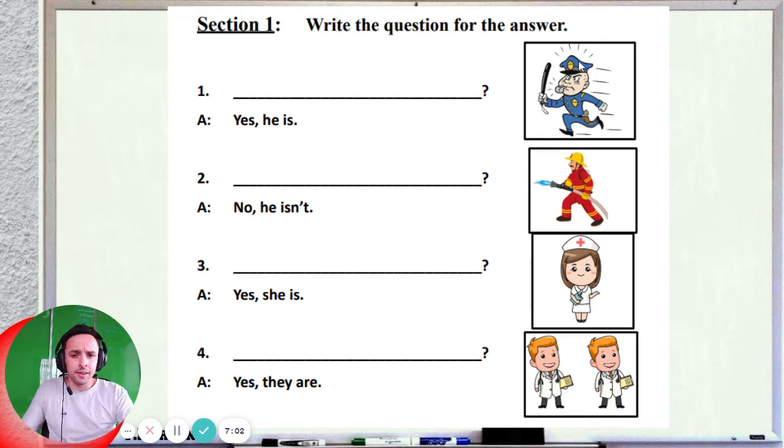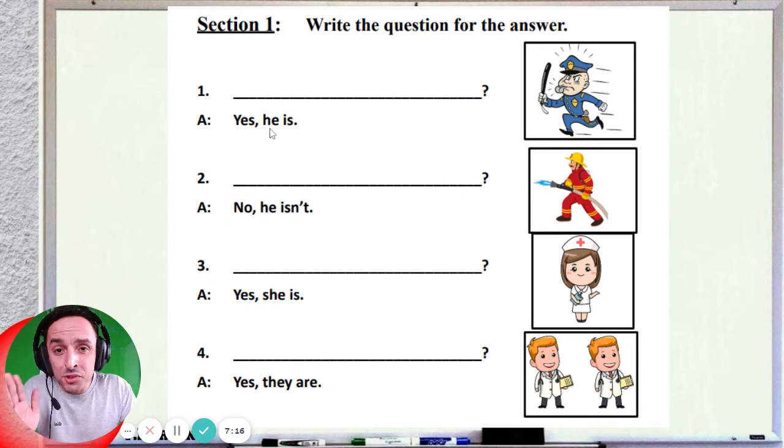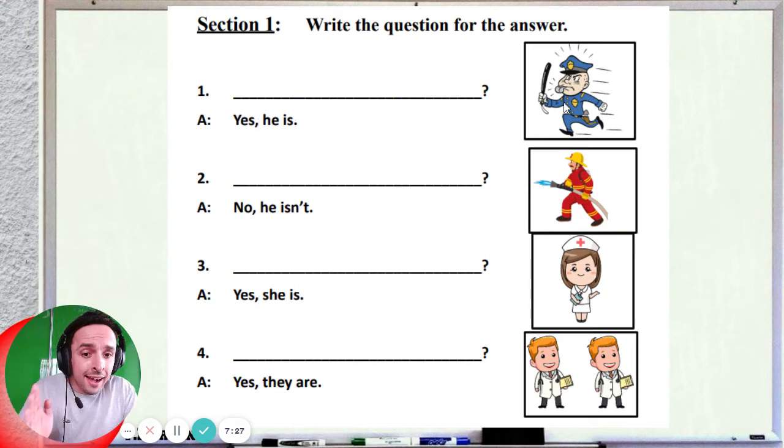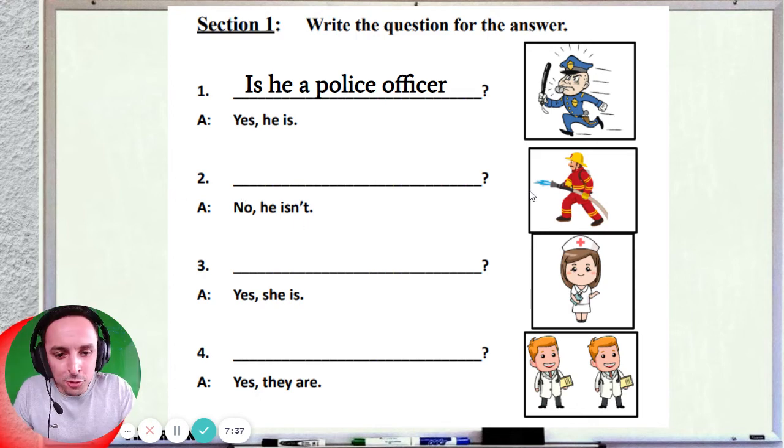What do you think? Well, we know the first part of the question is the verb to be. So the verb to be is is. First word is. Second word is the pronoun. What is the pronoun? The pronoun is he. So it's is he. The answer is yes. So if the answer is yes, it will be is he a police officer? Is he a police officer? Yes, he is.